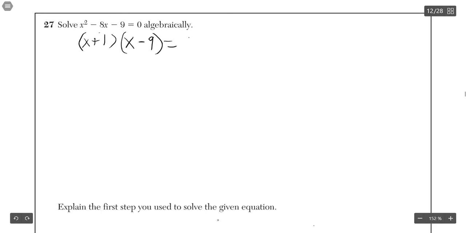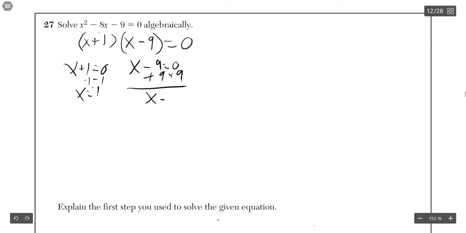So this factors to that equals 0. Either x plus 1 equals 0 or x minus 9 equals 0. If x plus 1 equals 0, then x equals negative 1. If x minus 9 equals 0, x equals 9. And so we get the same solution using either method.